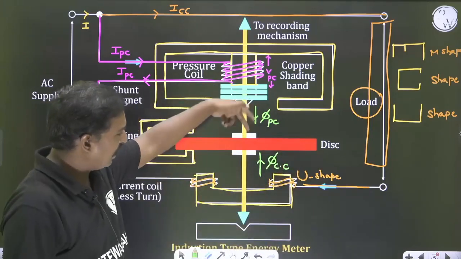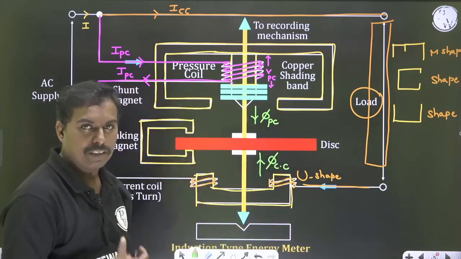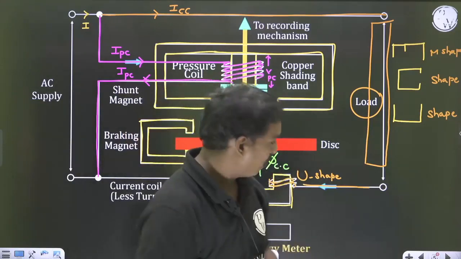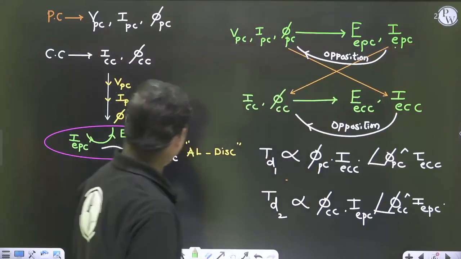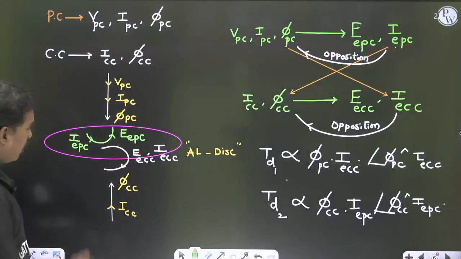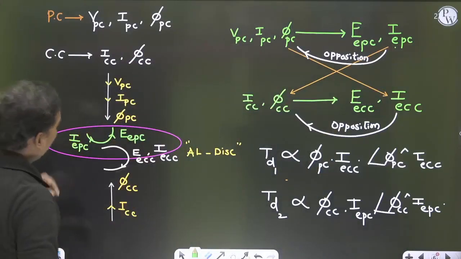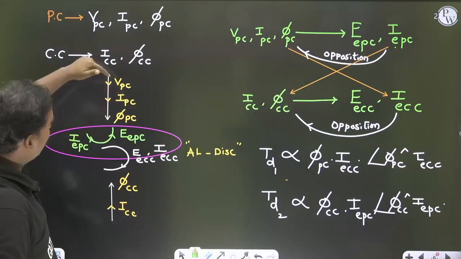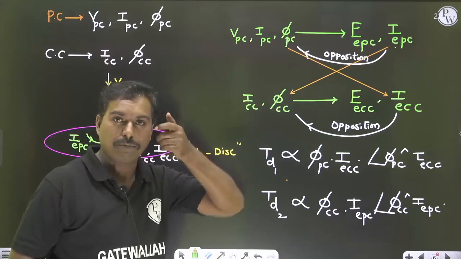Now, because of the interaction of these two fluxes, there is a torque development. How the torque equation is developed, that is our next point. To understand that, I am explaining again. So this is an aluminum disc. From the top, flux due to pressure coil. The reason for that is current due to pressure coil. The reason for that is voltage in the pressure coil.